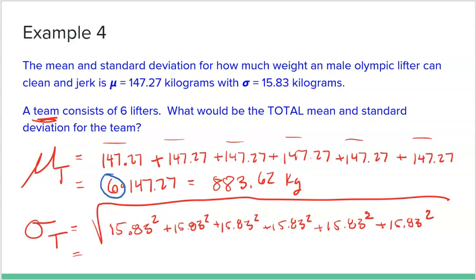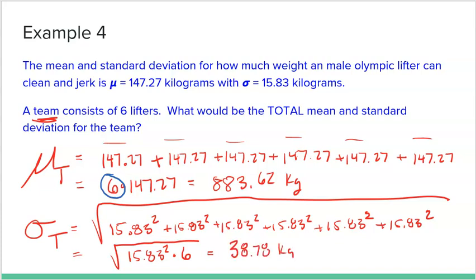Now again, you can speed this process up by saying, listen, I got 15.83 squared. That's my variance. And I got 6 of those variances. But again, I'm not multiplying by a constant here. I'm multiplying by 6 to represent the 6 lifters. And then I'm going to put a square root around all of that to get my standard deviation. So the square root of 15.83 squared times 6, just make sure that 6 is inside the square root. And I get 38.78.